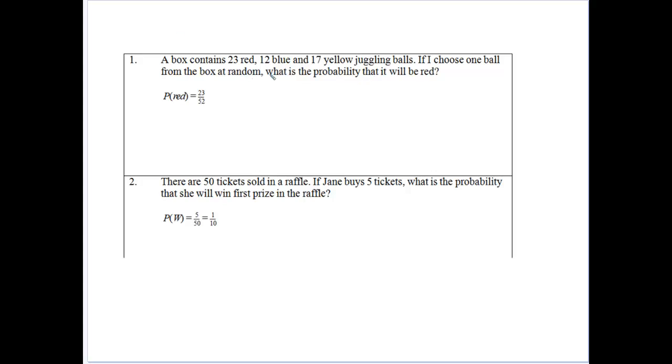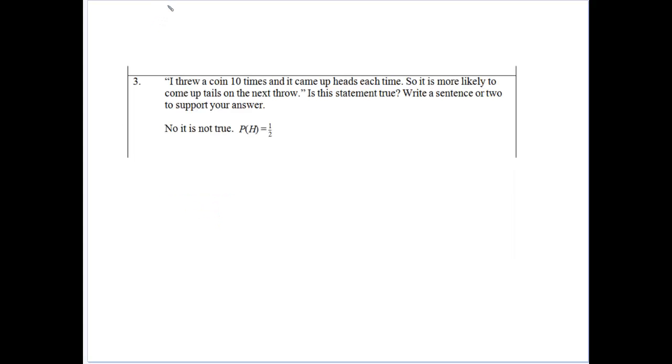So what are we talking about with our probability? We've got a box with 23 red, 12 blue, and 17 juggling balls. One's chosen at random. What's the probability it's red? Well, there's 23 favourable out of 52. Next, 50 tickets are sold in a raffle. Jane buys 5. What's the probability she should win first prize? Well, she's got 5 chances in 50, and we simplify that to 1 in 10, and your calculator does that for you. Notice the probability of a winning ticket, probability of a red. So we're using those ideas.